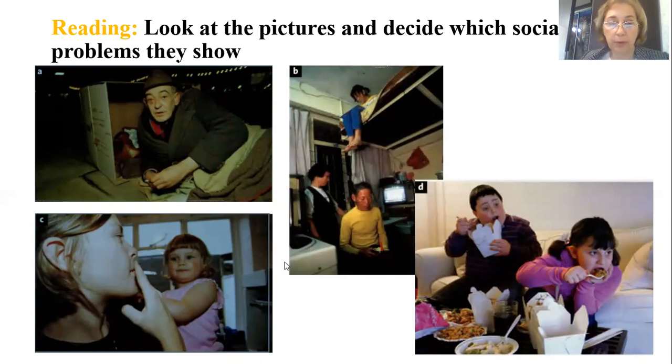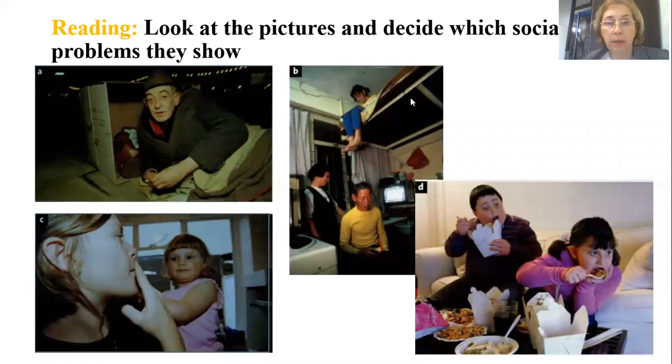Yes. So cramped conditions. Too many people in one room, not enough space. In picture C, Buse, what is happening here? Which one? A, B, C or D? C now. C, smoking in front of a child. Yes. It's not only dangerous for those people who smoke, but also for people who are nearby.